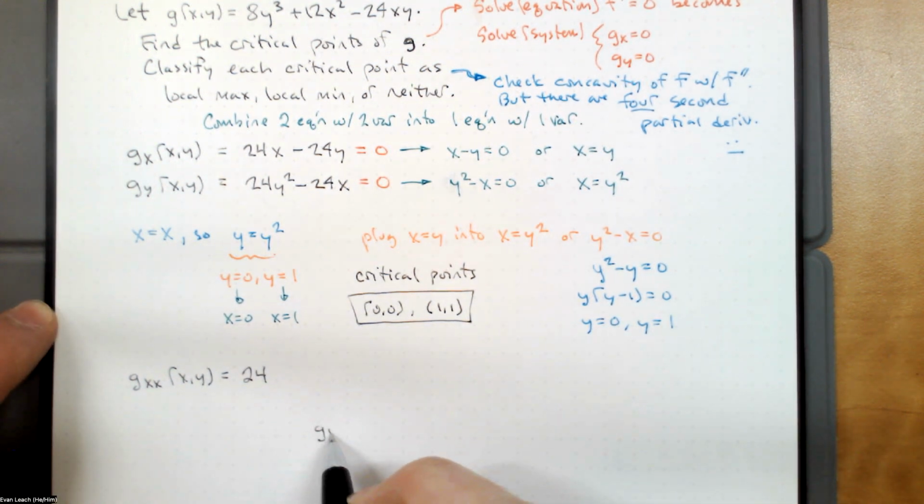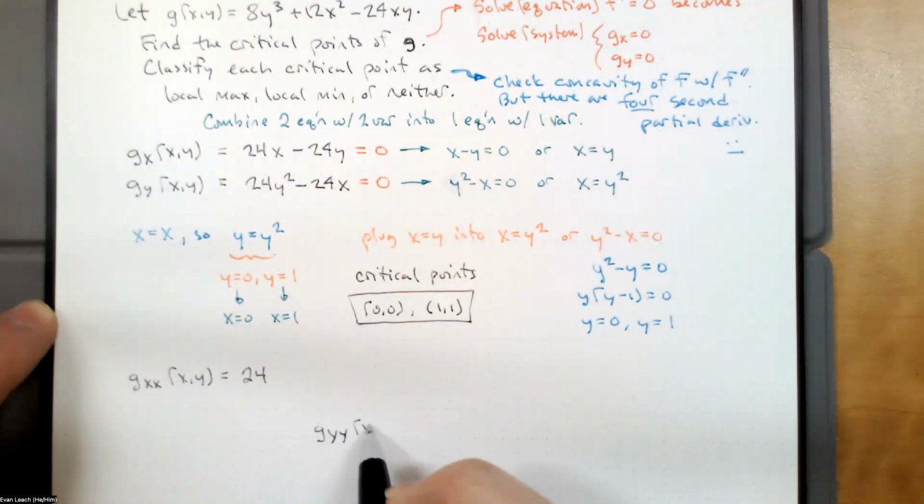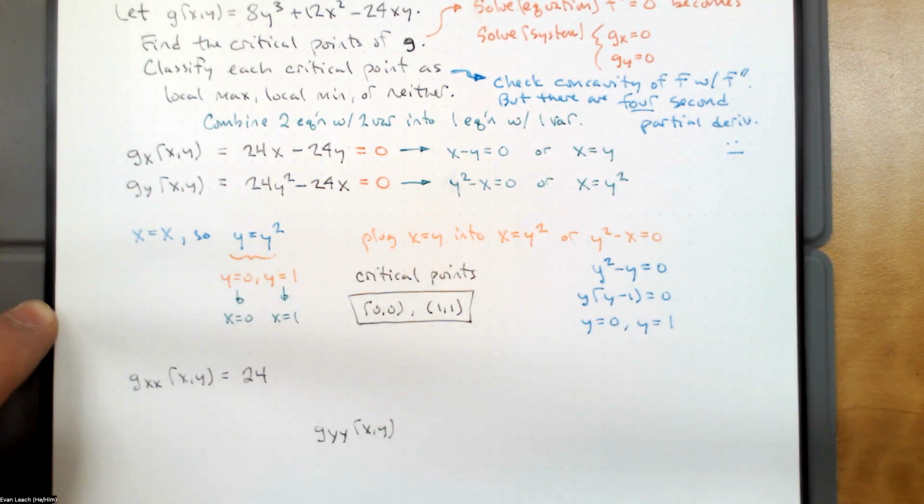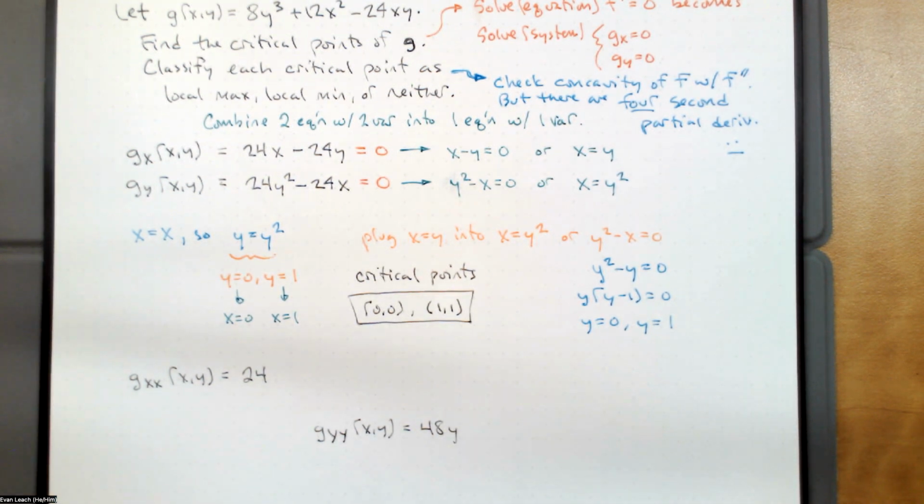If you look at gyy, that's the derivative of gy with respect to y. We got the derivative of 24y squared is 48y. When y is 0, we get 0. That doesn't tell us anything. When y is 1, we get a positive value. So at 1, 1 in the x direction, we got this concave up. At least we're hoping that interpretation still works. And in the y direction, we got this concave up. So what does that suggest about what's going on at 1, 1?